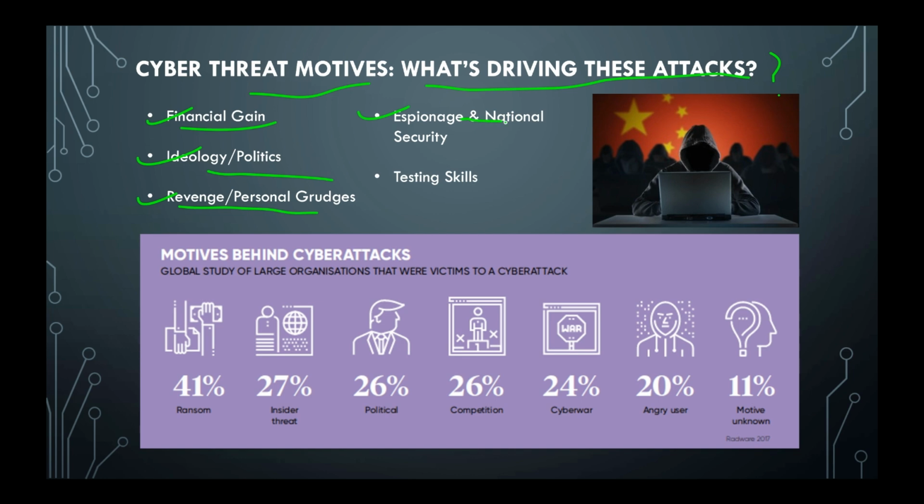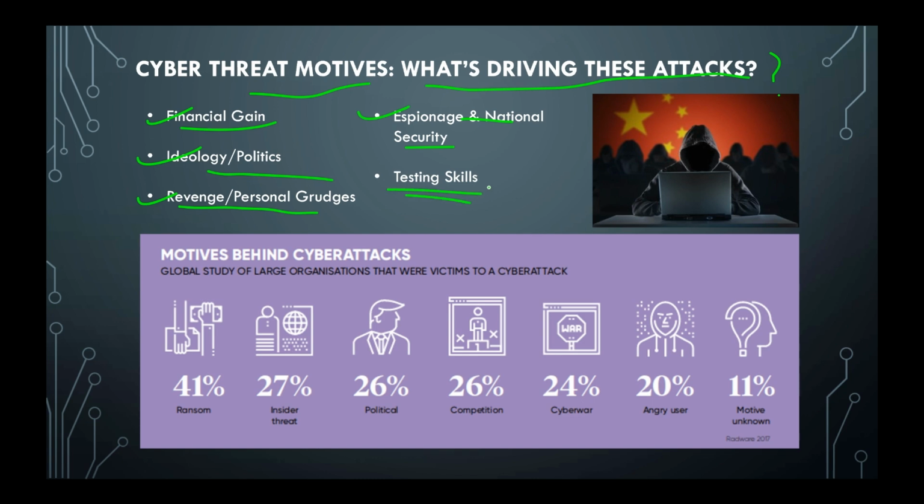Next one, espionage and national security. Here is where things get geopolitical. Nation state actors often hack for intelligence, leverage, or power. They steal trade secrets, spy on governments, and disrupt critical infrastructure. For example, the SolarWinds attack in 2020, where suspected nation state hackers compromised US government agencies and Fortune 500 companies. This was not about money, it was about espionage at scale.